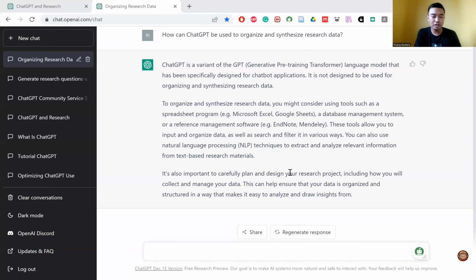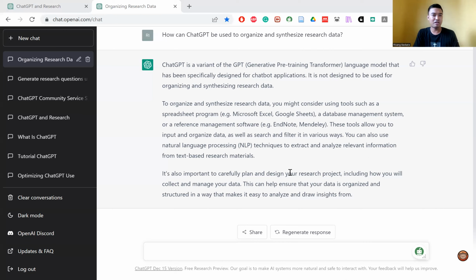Another way to use ChatGPT to organize and synthesize research is to use it to generate ideas for visual aids or other tools to represent the data. For example, you might type in a prompt such as, I want to create a visual aid to represent the data on the effectiveness of different teaching strategies. Can you suggest some ideas?